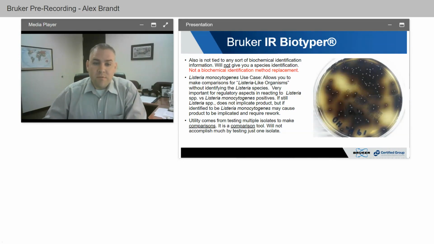The utility also comes from being able to test multiple isolates to make comparisons. It's a comparison tool. So if you just test one isolate, you're not going to accomplish too much. So you need to actually have multiple isolates and even possibly a bank of isolates, quite a few, to be able to get good information out of this.